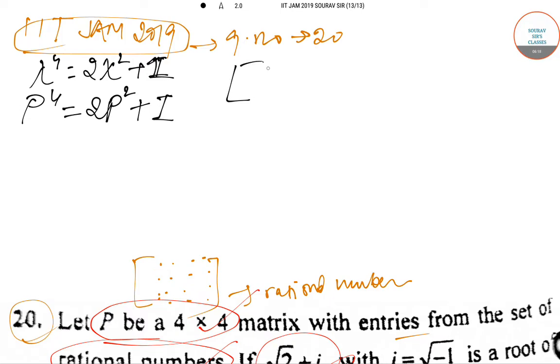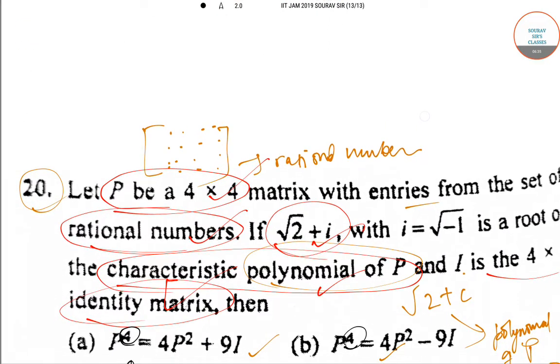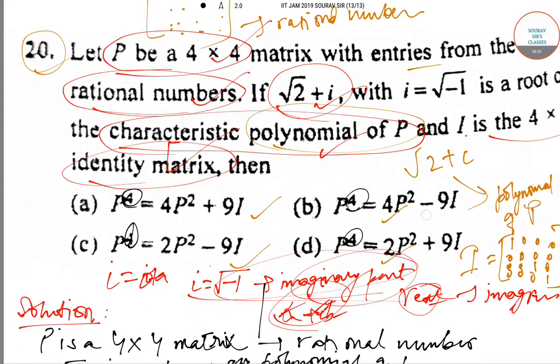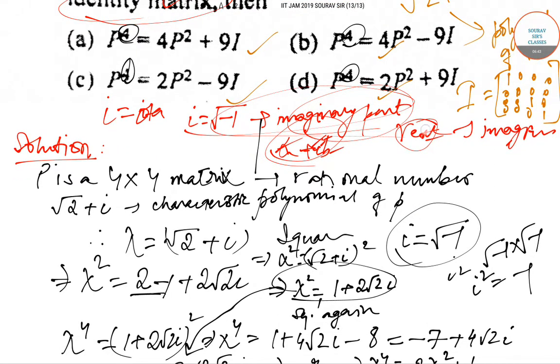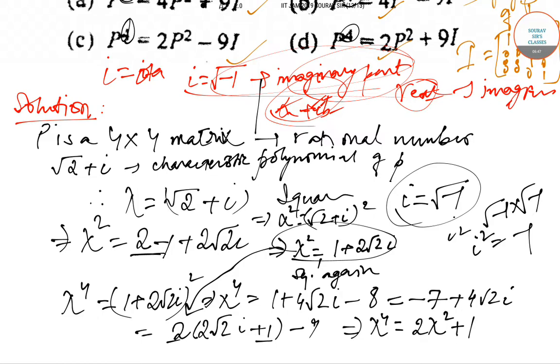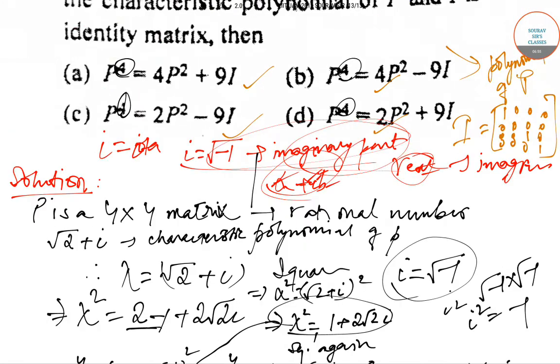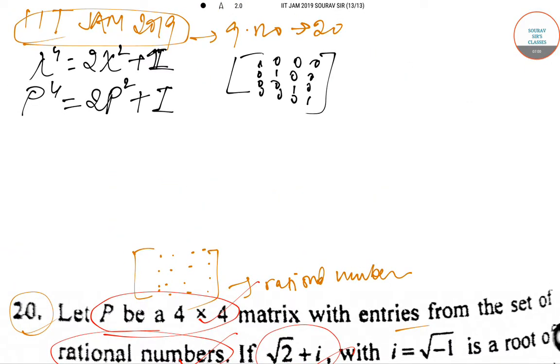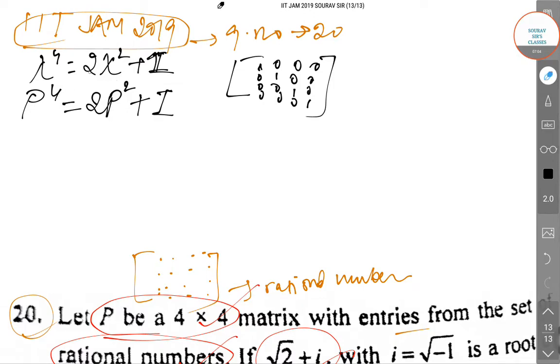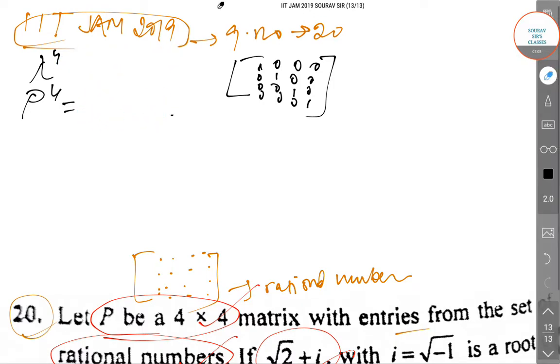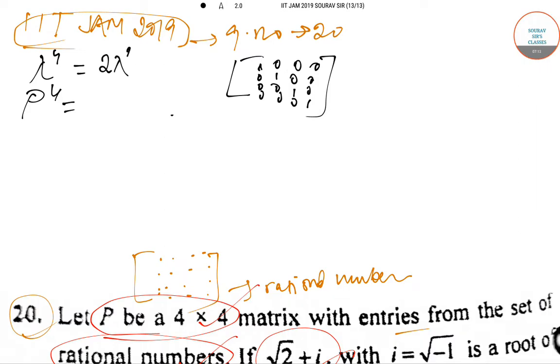where I is the identity matrix of 1 0 0 0, 0 1 0 0, 0 0 1 0, 0 0 0 1. So we are getting P to the power 4 equal to 2 P square minus 9 I, since it is minus 9. So it will be 2 P square minus 9 I.